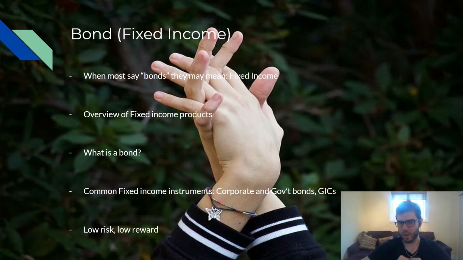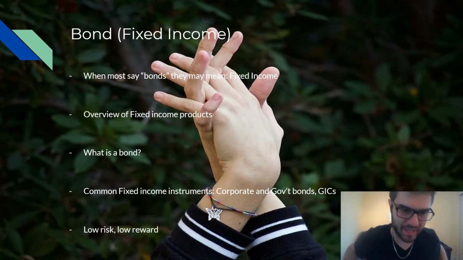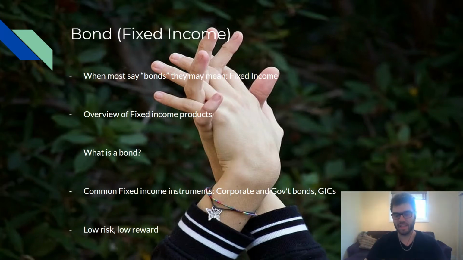But when you're lending your money out, you want to make as much as possible, right? So what is a bond? You're lending your money out. What is fixed income? You're lending your money out. So that's why it's fixed. They give you a fixed percentage. So these bonds can be corporate bonds, government bonds, GICs.